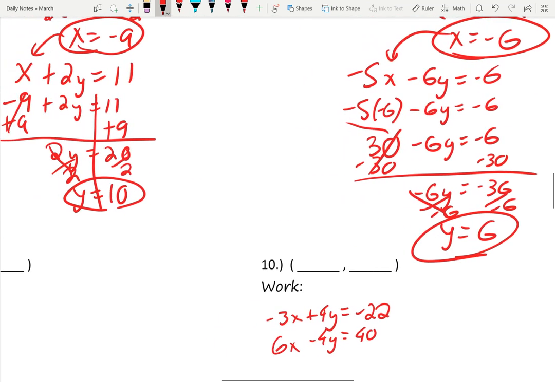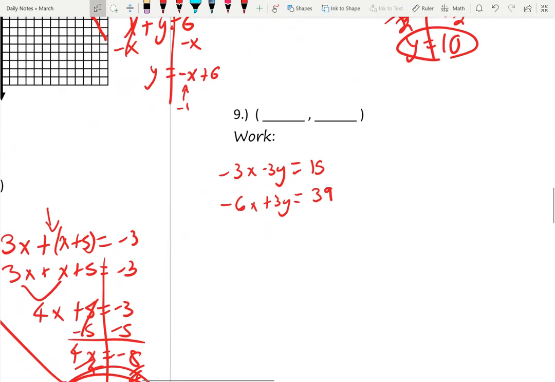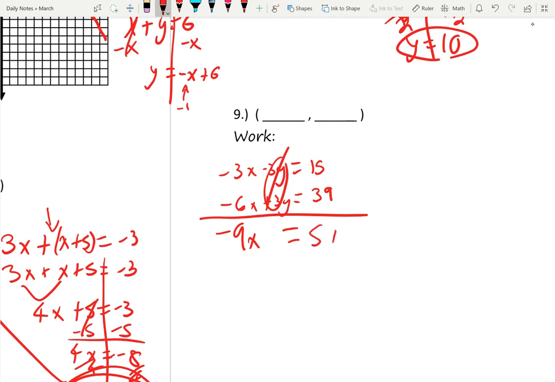Now, the last two problems are even easier. They're more convenient simply because they're already set up to cancel out, which is very, very nice. Because if you look at number 9, negative 3y and positive 3y are already going to cancel out. So there's nothing I need to change. I just simply have to combine the equations together. So negative 3x minus 6x become negative 9x. Negative 3y plus 3y is going to cancel out. Very nice. And 15 plus 39 is going to make 54.